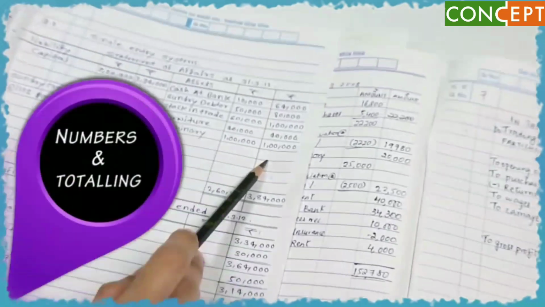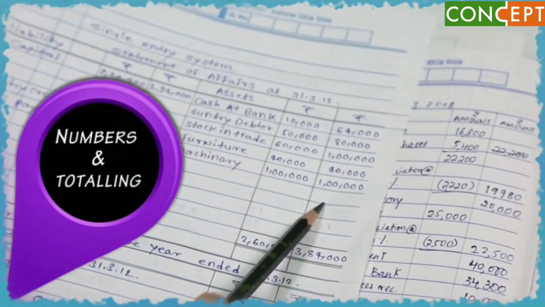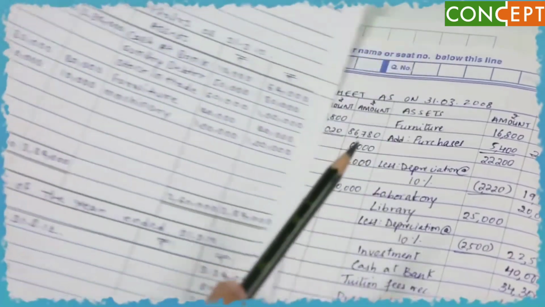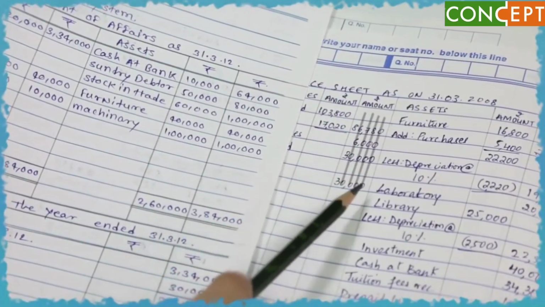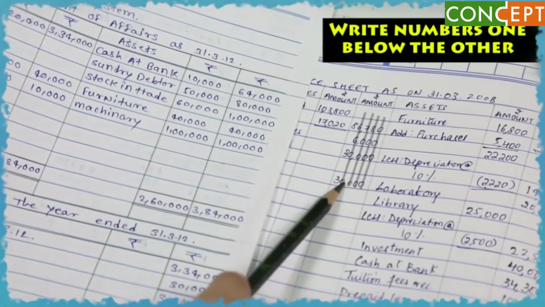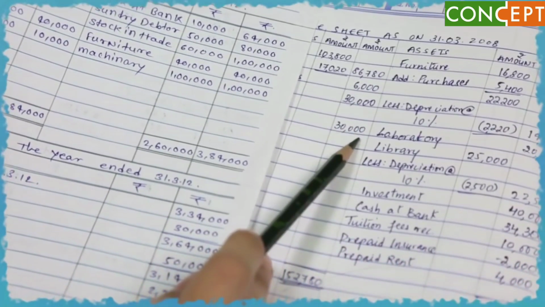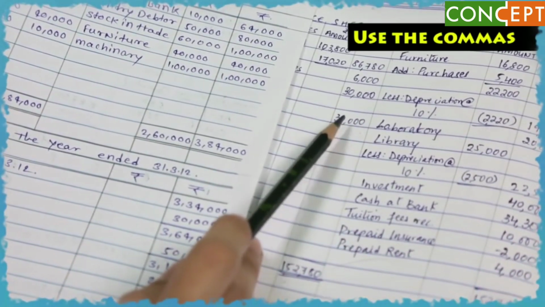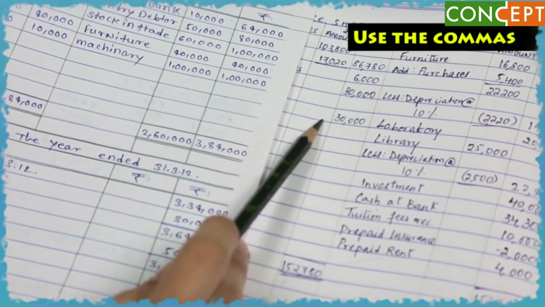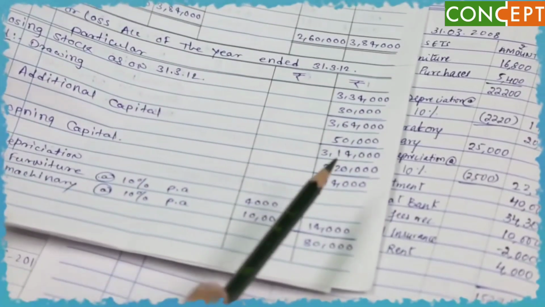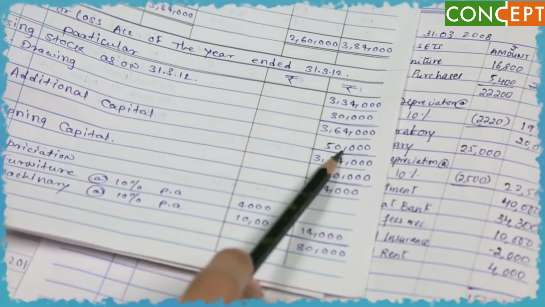Next is numbers and totaling. Please make sure to write the numbers one below the other, starting from the right hand side, the unit side. This will make it easy for you to calculate. Use the commas so that you do not count a 3,000 as a 30,000. When we are just glancing, we tend to make these small mistakes.